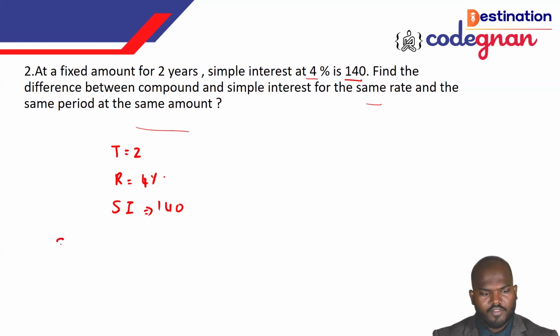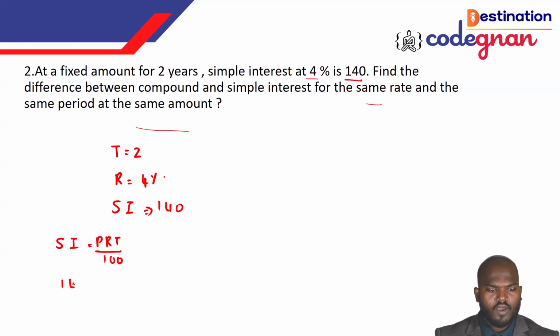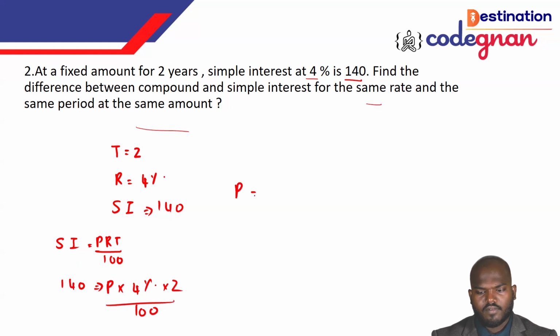I am applying the formula SI is equal to PRT over 100. So 140 is equal to P, which I don't know, right? Keeping P here, R is equal to 4%, time is equal to 2, by 100. So taking the principal, that is 7000 by 4. If I calculate here, I'll get the value 1750.